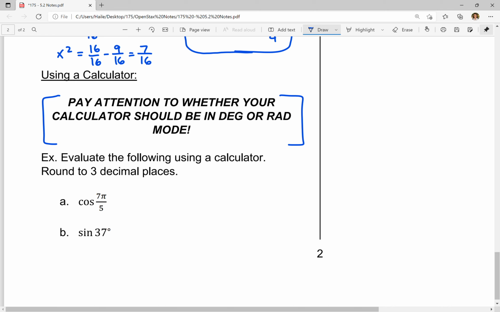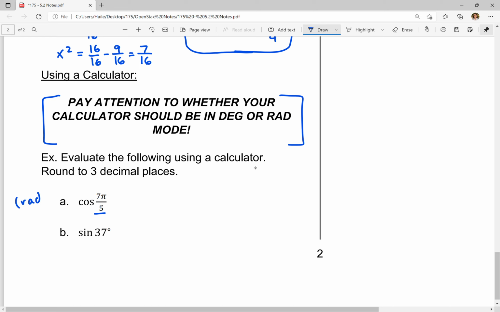Okay, so we're going to evaluate the following using a calculator, and we're going to round to 3 decimal places. The most important thing is when you get to a problem that just says use a calculator, make sure you're in the right mode. So for part A, we have the cosine of 7 pi over 5. The way you decide what mode is you look at your angle. It's that simple. Here, our angle is 7 pi over 5, which is in radians. So for part A, we're going to do radian mode.